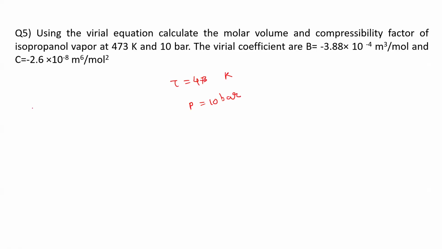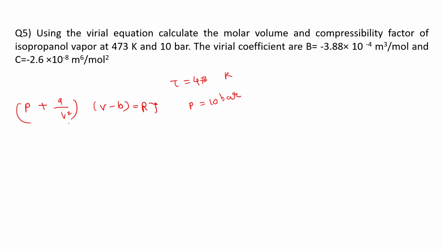Now we know that it is a cubic equation here, right? P plus A by V square into V minus B is equal to RT. If you can really solve the cubic equation, then it's fine. But generally, we'll be using a scientific calculator, right? Where you can readily insert the values. And for V, you should use it as an unknown.